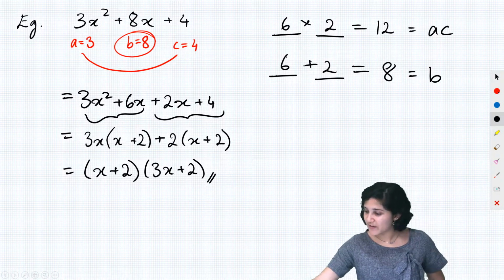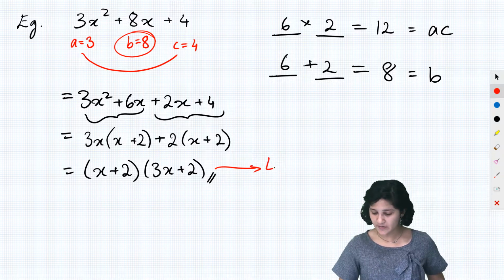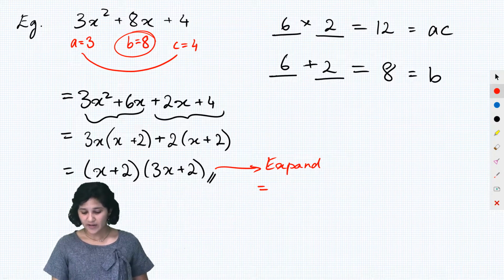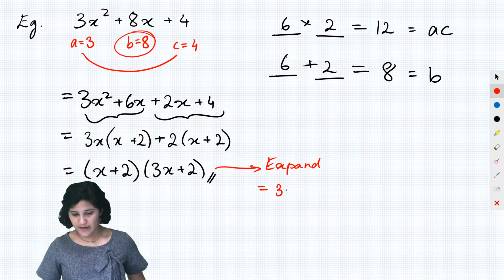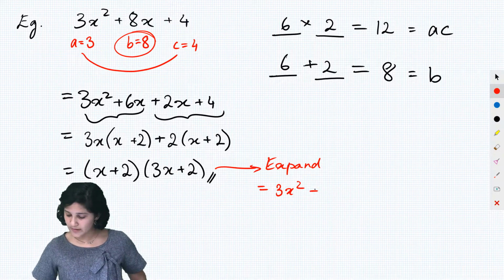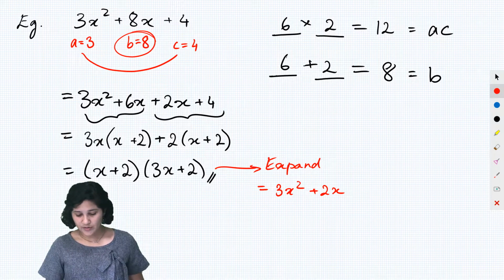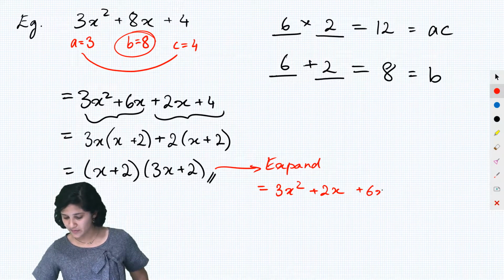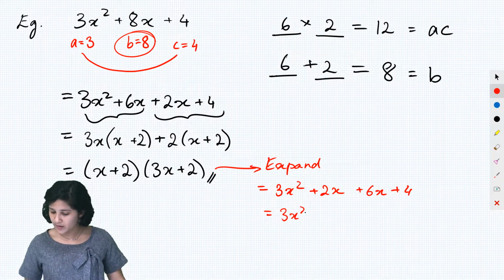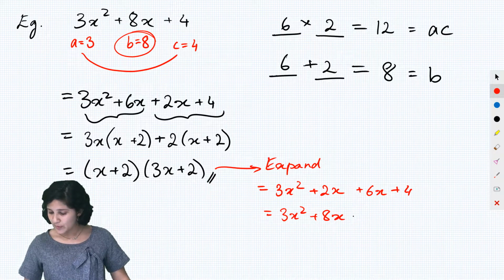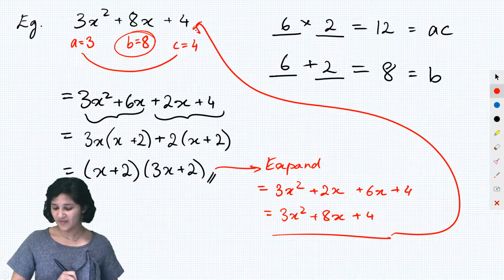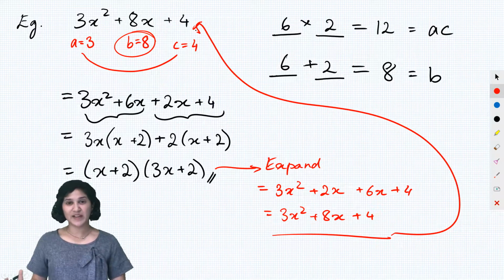So just to double check we've factorized correctly, let's expand. So we've got x times 3x is 3x squared. X times 2 is 2x. 2 times 3x is 6x. And 2 times 2 is 4. So if I simplify that, I'll get 3x squared plus 8x plus 4, which is exactly what I started with. Cool? So that's the splitting the middle term method.